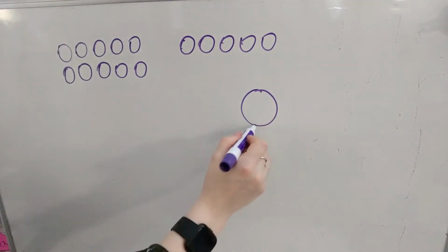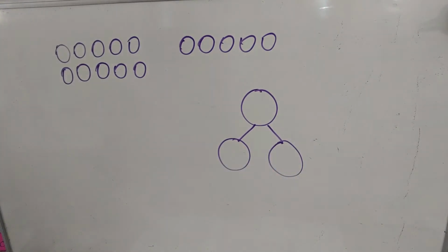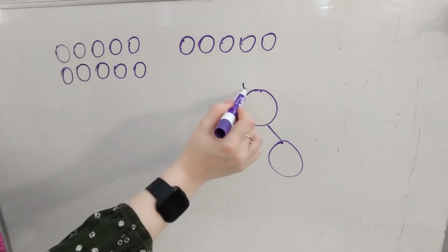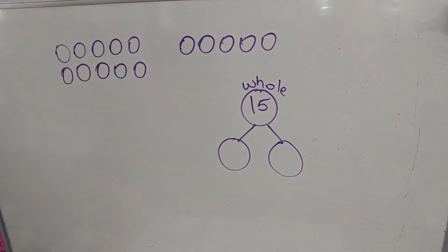I'm going to draw my number bond right here. And where do you think I'm going to put my 15 balloons? 15 is the total, all the balloons that we have. So I'm going to put it in the whole, 15 balloons.